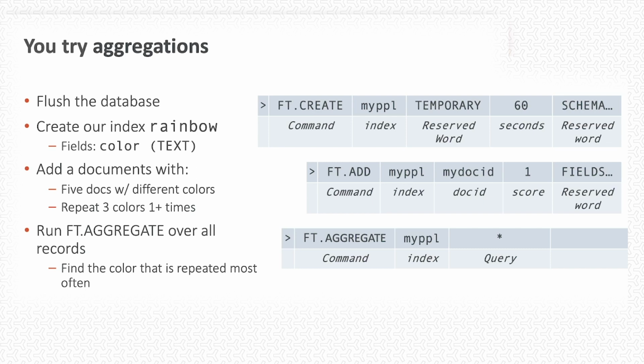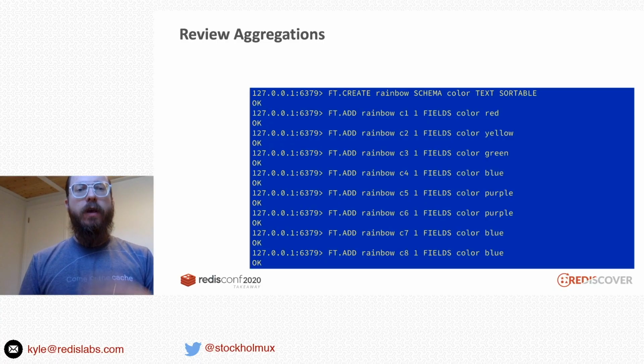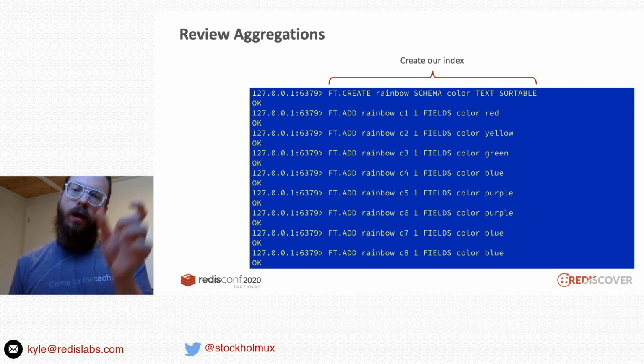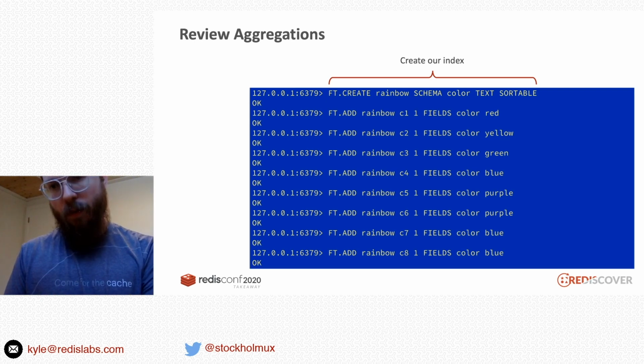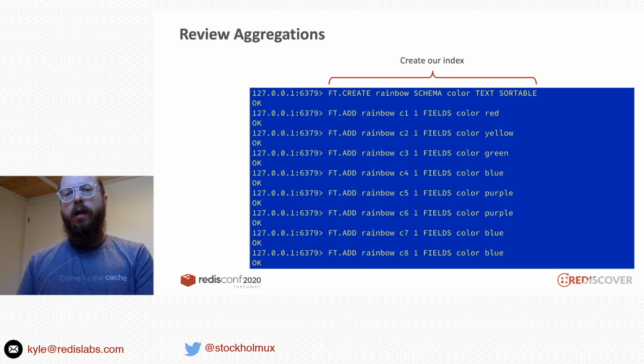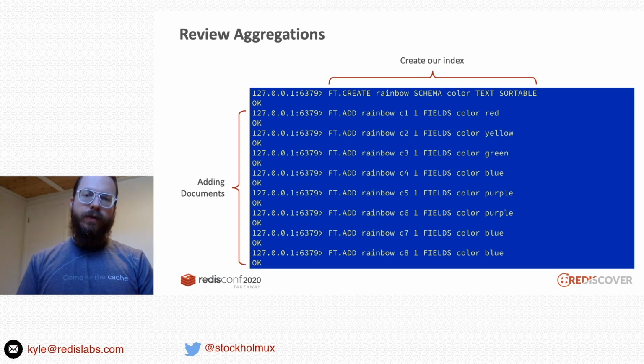Okay, let's keep going. Here we're going to do our review of the aggregations. First things first, we need to create our schema. And the key thing here is that the color field had to be sortable. That's a real key part to making aggregations work for you. Then we're going to add all of our different documents. And I just used doc IDs of C1 through C8 here. Red, yellow, green, blue, purple, purple, blue, blue, blue, right?